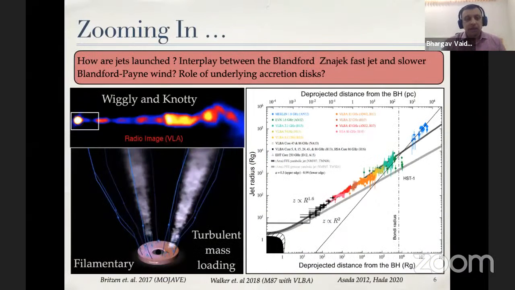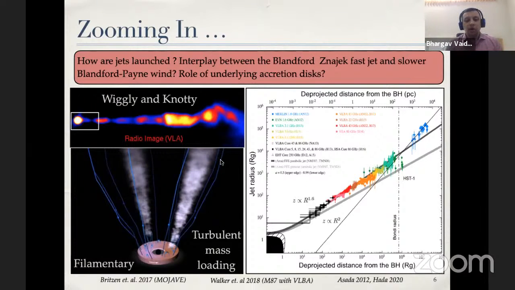So let us start by zooming in very close to the black hole. On the top, I have the main questions that you need to ask when you want to understand what is happening really close to the black hole. Question 1 is, how are these jets launched? We really don't know this yet. What is the interplay of, there are different kinds of jets as we will discuss. The Blandford-Znajek jet, which is mainly the fast moving jet that comes from the central black hole, and the Blandford-Payne jet, which is the slow moving wind that comes into the picture. And how important is the underlying accretion disk or the properties of these accretion disks that govern these flows?